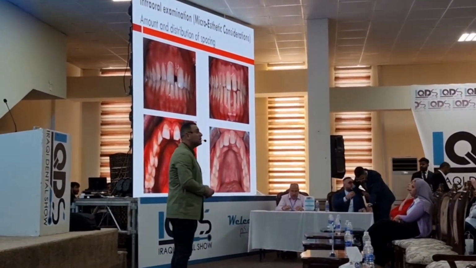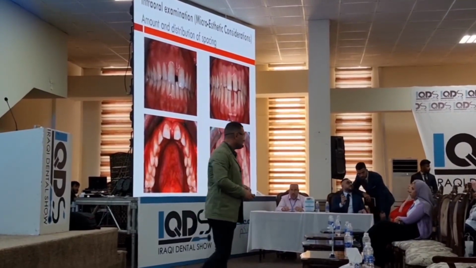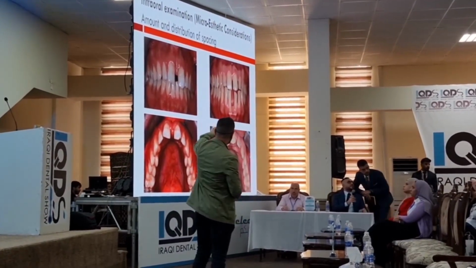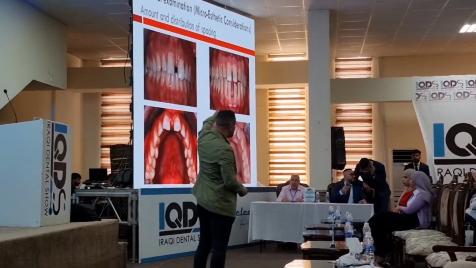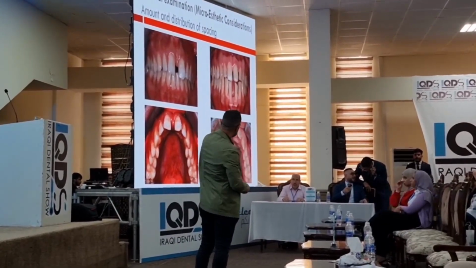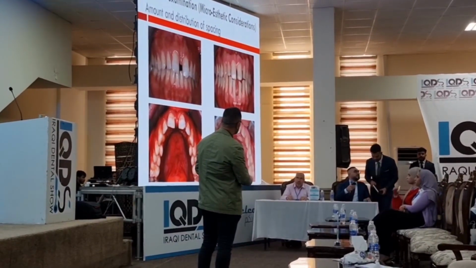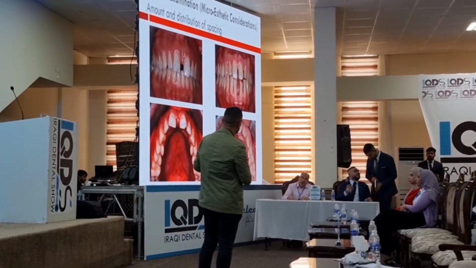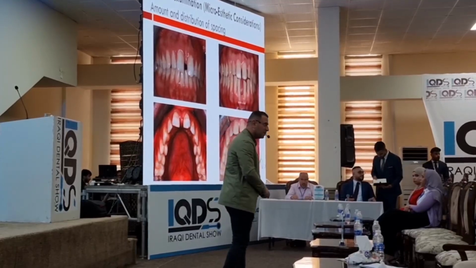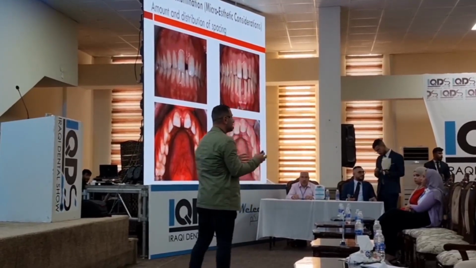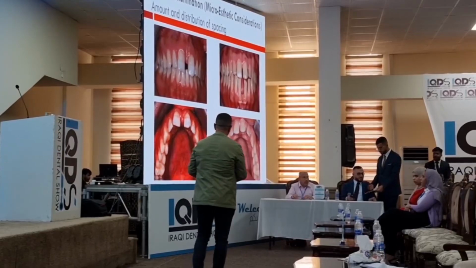The amount and distribution of spaces. In some cases, you have unevenly distributed spaces. 5-6 millimeter median diastema. In the lower also. In the upper, you have well distributed spaces. So let's say for the upper, you can do veneers, but for the lower, you can't, because they are large spaces. You have to redistribute them.